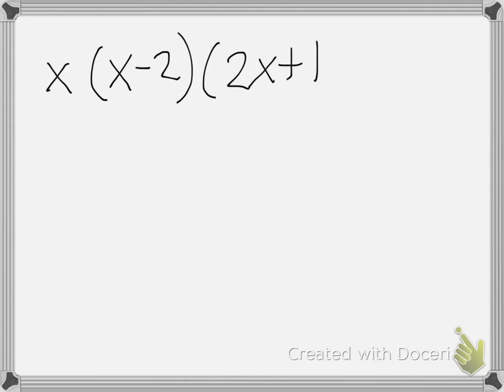The next one: x times x minus 2 times 2x plus 1. So in this one I have 3 different products. Let's take a look at the first one.